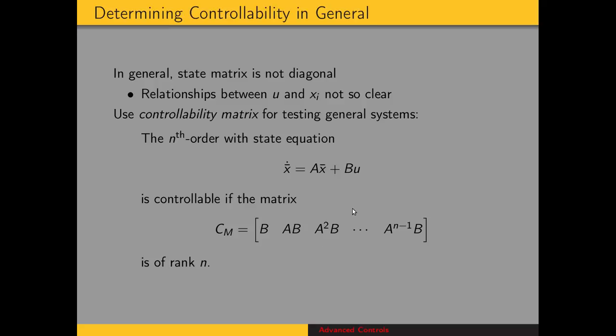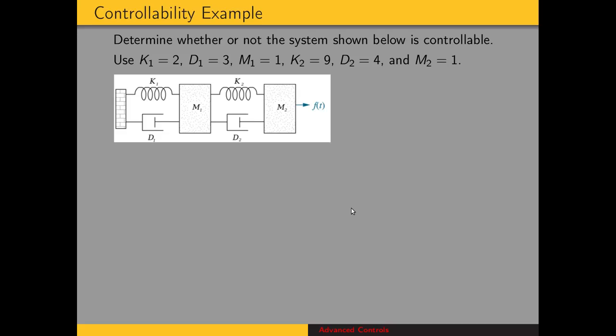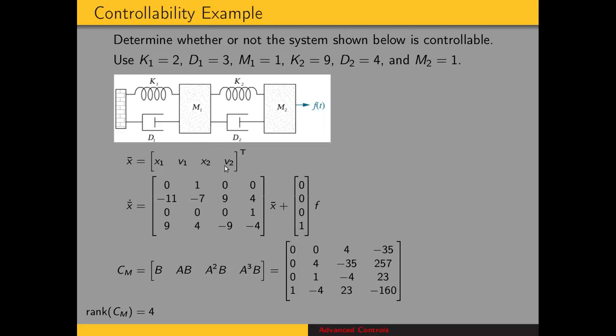Now we'll look at an example to close the video. Here we have a fourth order system, and we want to see whether or not it's controllable. We have these values for the spring constants and damping and masses. And so we'll choose the position and velocity of the two masses as our state variables, x1, v1, x2, v2. Here's the resulting state equation, and our state matrix is shown here, and our input matrix B.